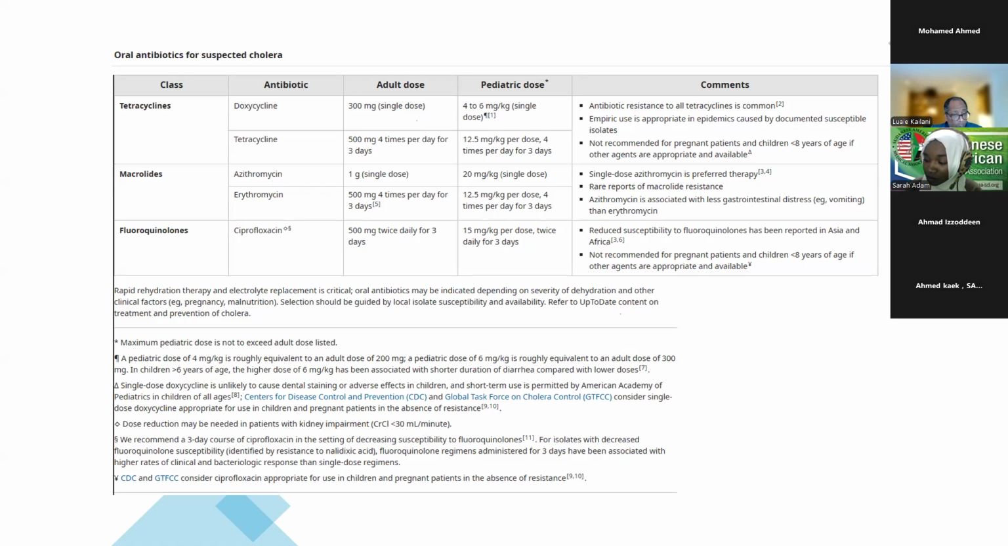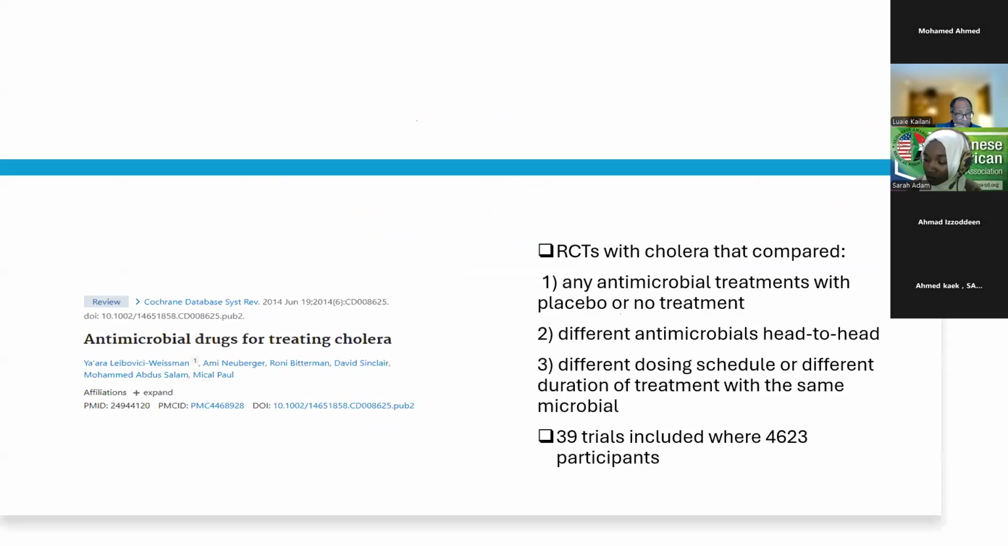Now, where is the rationale for why people say that antimicrobial drugs could treat? A meta-analysis was done, I think also in 2014, shortly after the outbreak in Haiti in 2010, of randomized controlled trials and quasi-randomized controlled trials. They put them all together and then came up with a recommendation.